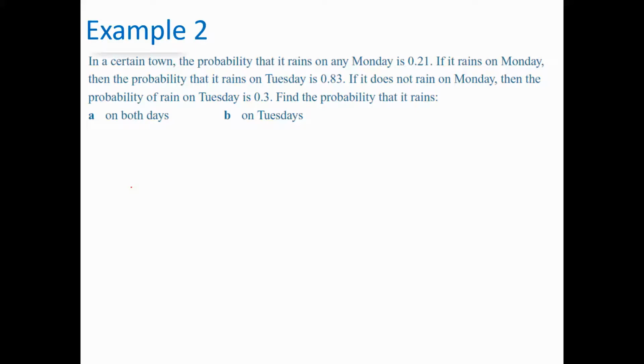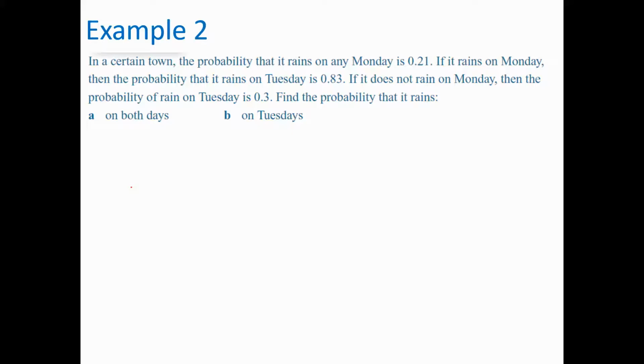If it rains on a Monday, so now they're giving you a condition, then the chance of it raining on a Tuesday is 83%. So this is already telling you it has to rain on a Monday for Tuesday to have 83%. If it does not rain on Monday, then the chance of it raining on a Tuesday is now 30%. You already know these are not independent events, because Tuesday raining really depends on Monday.